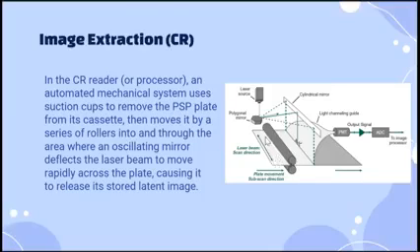Okay, so this is the PSP plate, natanggal na siya from the cassette. Then it goes through a series of rollers like this one, and then through the area where an oscillating mirror deflects the laser beam. So if this is the laser source, it will project the laser here, and then this polygonal mirror or oscillating mirror will deflect the laser beam into this area here, okay, in order for the electrons to emit visible light. Okay, so the laser beam is circular in shape with a typical diameter of 80 microns or 80 micrometers. Okay.